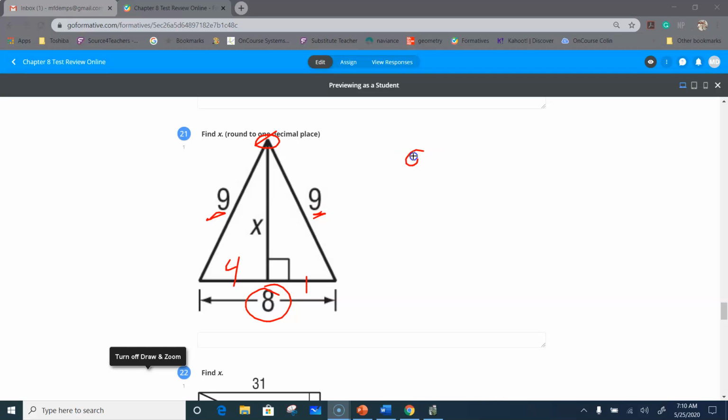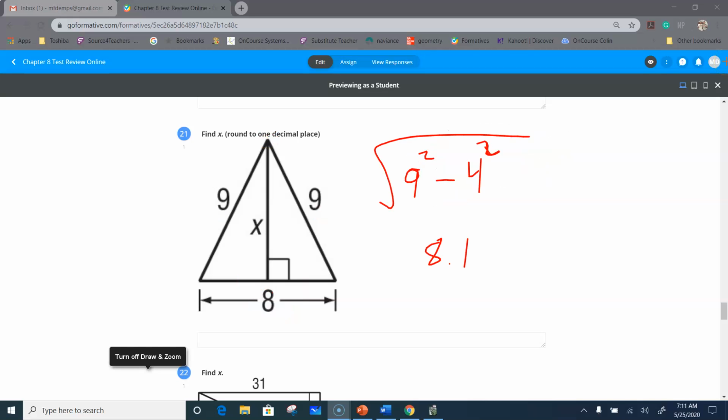So I do have a Pythagorean setting. I have to subtract. 9 is the hypotenuse of that triangle. 9 squared, but minus 4 squared, not the 8 squared. Okay, so don't get fooled by that. We have 9 squared minus 4 squared, and then we'll take the square root of that. So hopefully we got 9 squared minus 4 squared, and we get 8.1 for that.